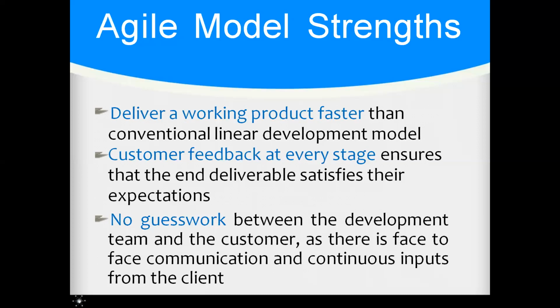Number two, customer feedback at every stage ensures that the end deliverable satisfies their expectation. You can always show that, okay, we are done with the chat room, they are still working on the interface, what do you feel? He can give you his feedback. So you are not going to take everything to him and get confused. You are getting feedback per stage. There is no guesswork in this model. Between the development team and customer, everybody knows what is coming and what is going to be used.